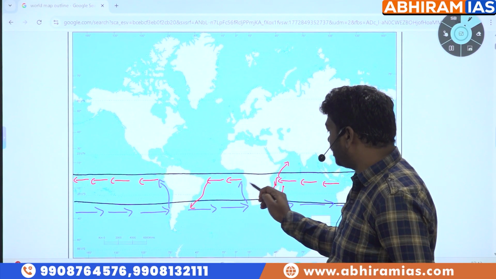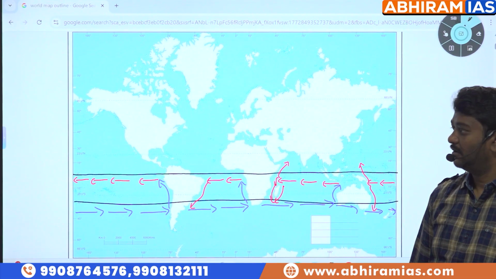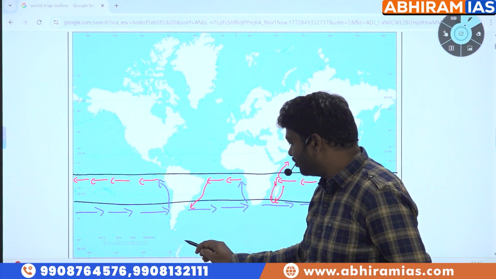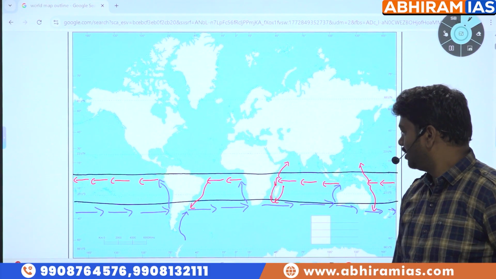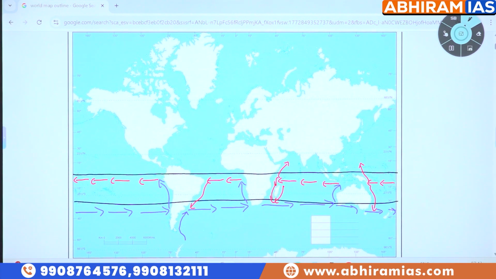After hitting, cold water comes like this. Correct? So now here you see, from the poles some cold water tries to come. Please check, is this circulation clockwise or anti-clockwise? Anti-clockwise. So ocean currents are anti-clockwise in the southern hemisphere, clockwise in the northern hemisphere. Are you getting the point?